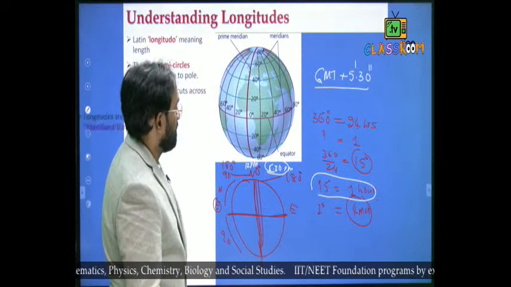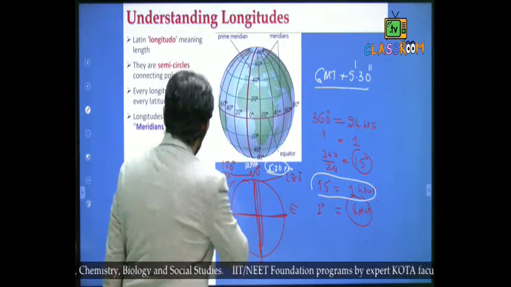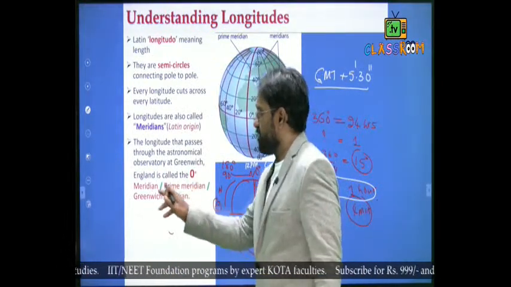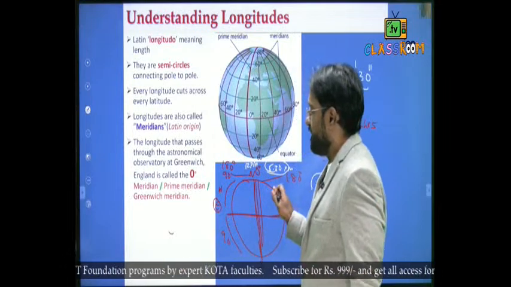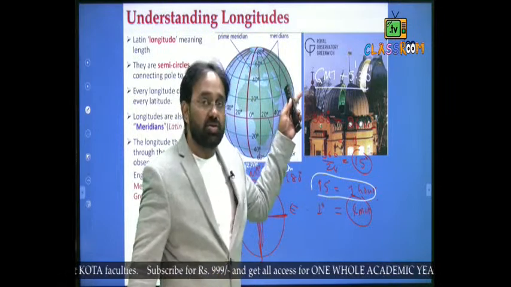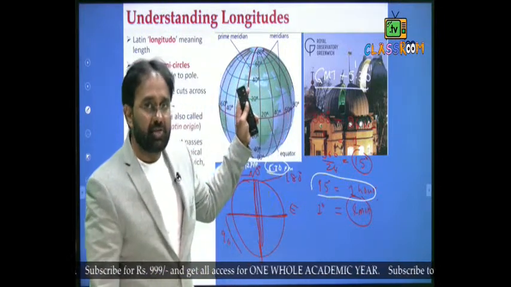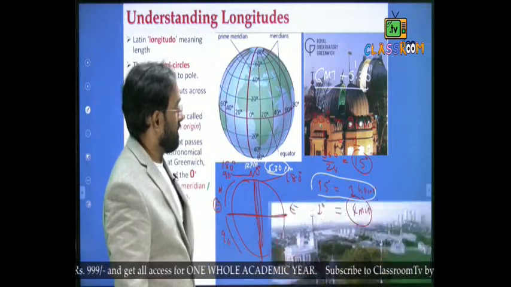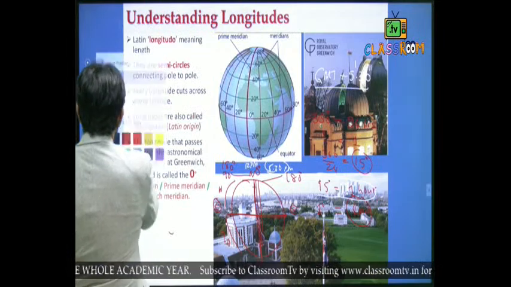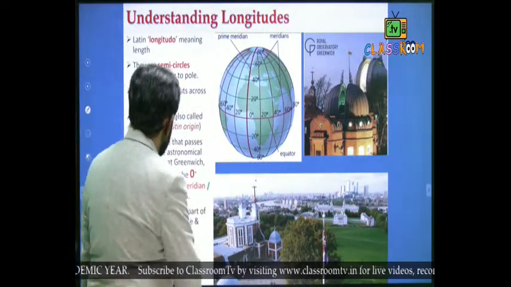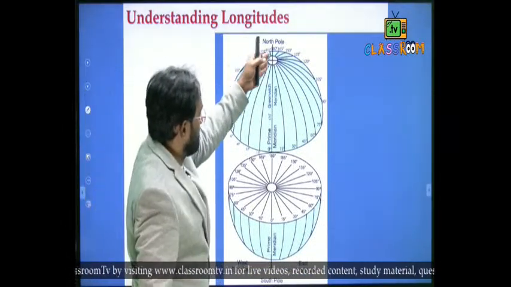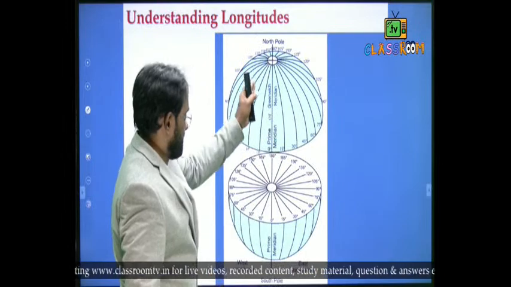And we can say that longitudes are also called meridians. This is all what we have discussed, and the central 0 degree meridian is called the prime meridian and the Greenwich meridian. And why is it Greenwich? It is all because of the Royal Observatory which is located in Greenwich. Okay, that we have discussed. So the British ruled, and all this is an important aspect. And this is the prime meridian.